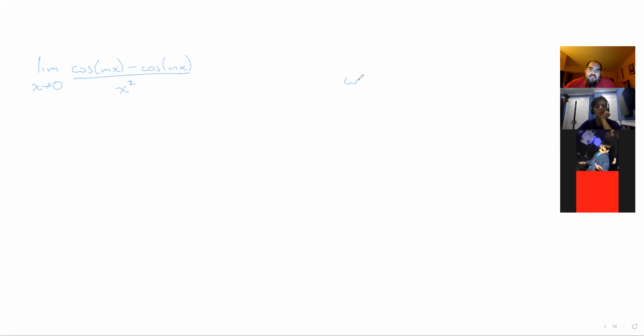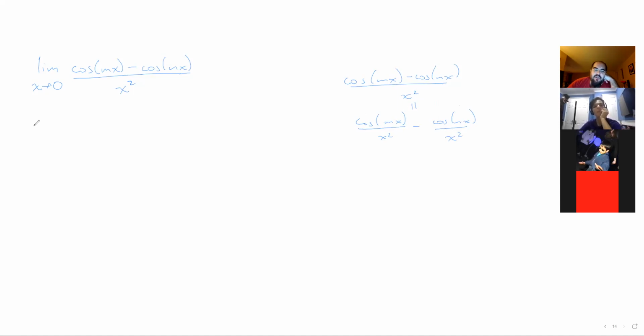One thing I think should be pointed out: in general, if I had something like this, you could break this up like this: cosine of mx over x squared minus cosine of nx over x squared. So these two things are equal, but you can't say the limits are going to be equal if you do that, because right now the limits are not going to exist. Because x is going to 0, the way this is written right now, these limits aren't going to be defined.